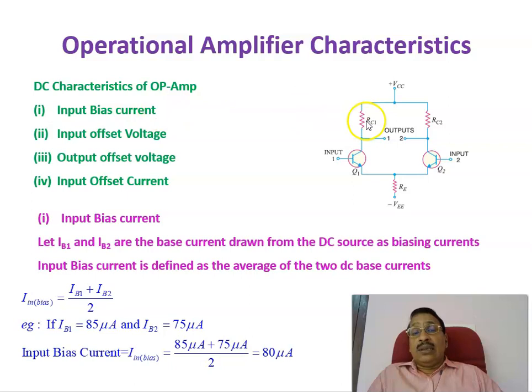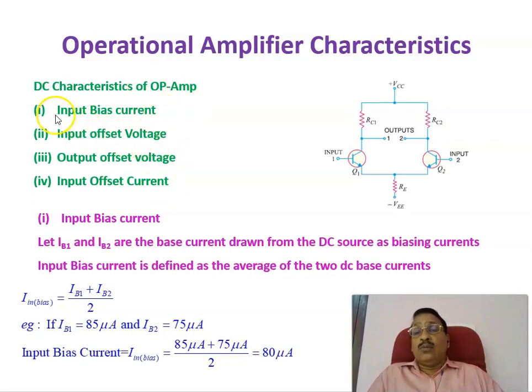Looking at this, there are different characteristics of this op-amp. One we call input bias current. Second we call input offset voltage. Then input offset current. These are all the input side. And on the output side, output offset voltage. Therefore, these are the four DC characteristics of an operational amplifier. These values will be specified in the manual.